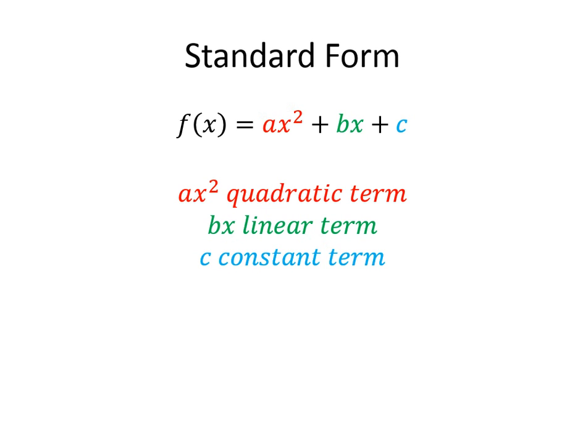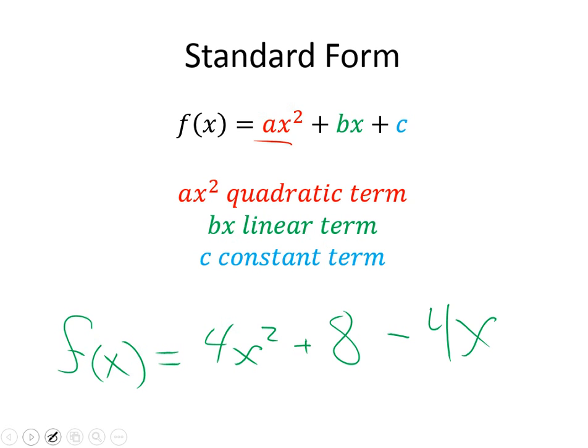And for your quadratic terms and parabolas, usually it will be written in standard form. Standard form is f of x equals ax squared plus bx plus c. The part that is attached to the x squared is called the quadratic term. The part that has just an x is called the linear term. And the constant term is the part that does not have a variable attached to it.